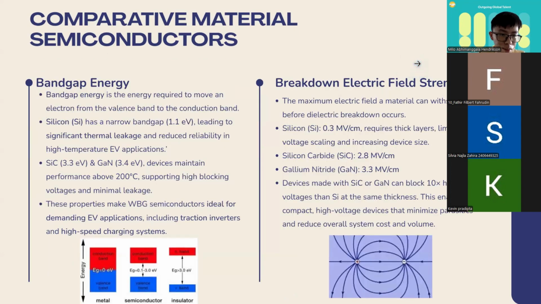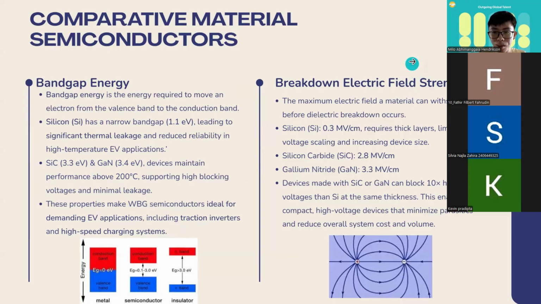So we move on to the bandgap energy. It is the net energy required to move an electron from the valence band to the conduction band. As you see here, the highest bandgap energy is held by the wide bandgap semiconductors. So these wide bandgap semiconductors are ideal for demanding EV applications, including traction inverters and high-speed charging systems.